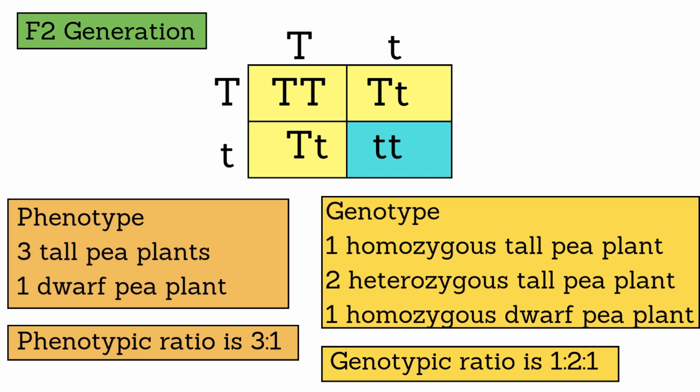Genotypic ratio, 1 TT, 2 Tt, 1 tt. So, in the F2 generation, 75% of the plants are tall, and 25% are dwarf. Genetically, we have 1 homozygous tall, 2 heterozygous tall, and 1 homozygous dwarf.